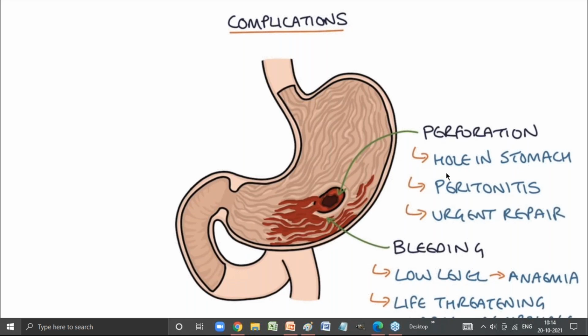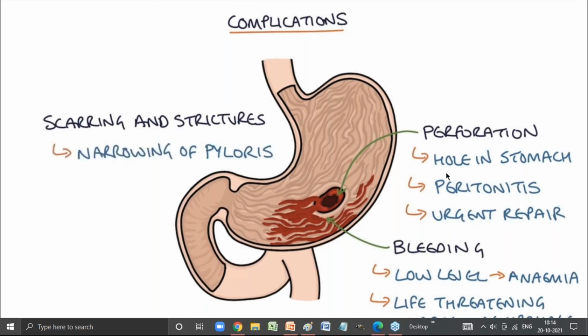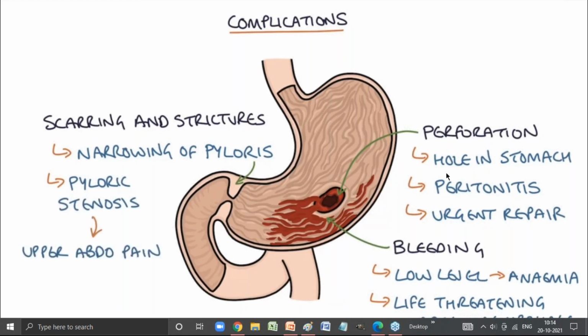And the final complication we're going to talk about is scarring and strictures of the stomach and the mucosa. So as that ulcer heals, it turns into scar tissue. And this can lead to narrowing of the pylorus, which is the exit of the stomach, and cause difficulty in emptying the stomach into the duodenum. And this is known as pyloric stenosis. And this typically presents with upper abdominal pain, particularly distension, nausea and vomiting, reflux. And these symptoms particularly come on after eating some food because that food can't drain out of the stomach.